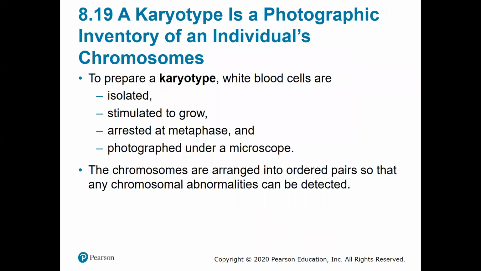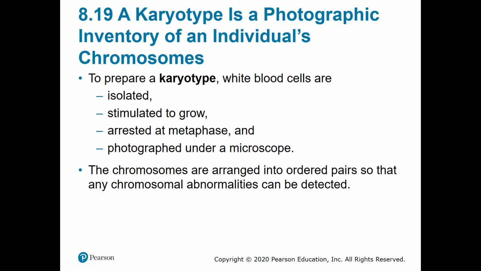So let's talk about a karyotype. A karyotype is what your book is calling a photographic inventory of an individual's chromosomes, and basically it's just creating a visual representation of your chromosomes. To prepare a karyotype, you need some white blood cells. You can isolate them, make them grow, and then arrest them at metaphase, and then you can see them underneath the microscope.